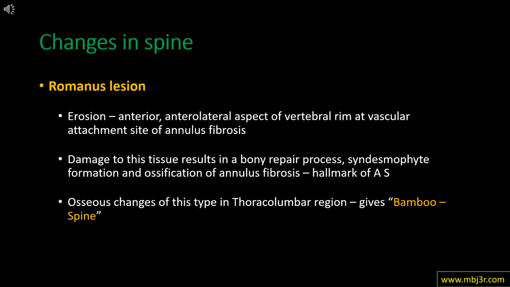Changes in spine. Romanus lesion: erosion of the anterior and anterolateral aspect of the vertebral rim at the vascular attachment site of the annulus fibrosus. Damage to this tissue results in a bony repair process and syndesmophyte formation and ossification of the annulus fibrosus, that is a hallmark of ankylosing spondylitis. Osseous changes of this type in the thoracolumbar region give a bamboo spine appearance.